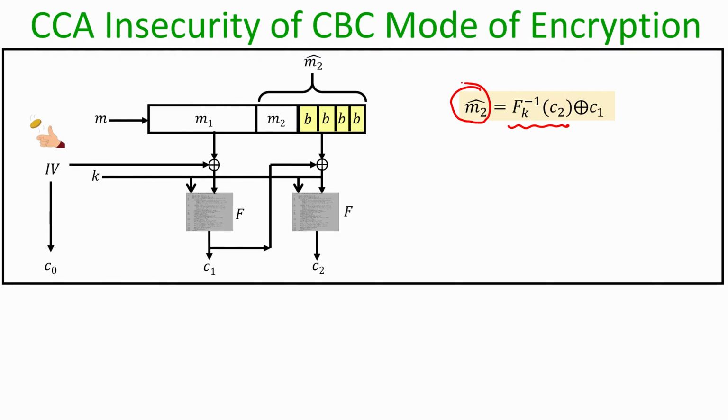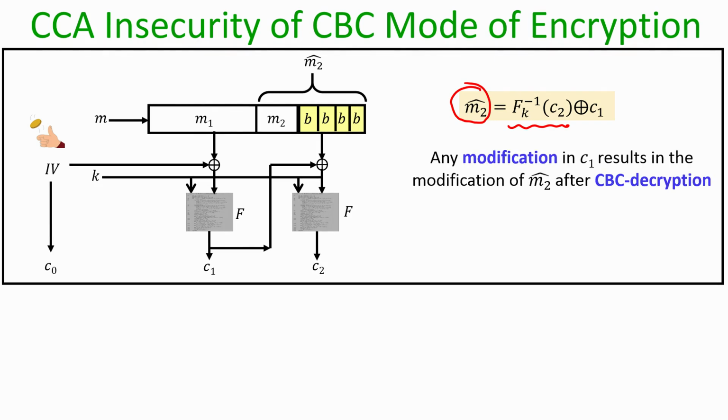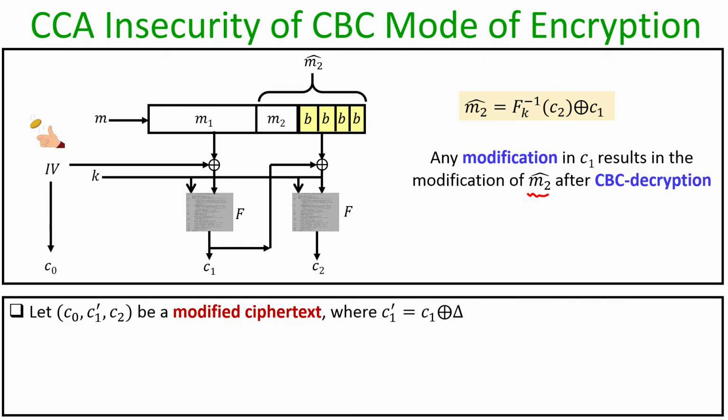An adversary is also aware of this decryption process. What the adversary does not know in this case is the value of the key k. Now, the interesting observation here is that any modification made in this first ciphertext block, namely C sub 1, is going to result in the corresponding modification in the recovered block M sub 2 hat after the CBC decryption, right. So, let me demonstrate what I mean by that.